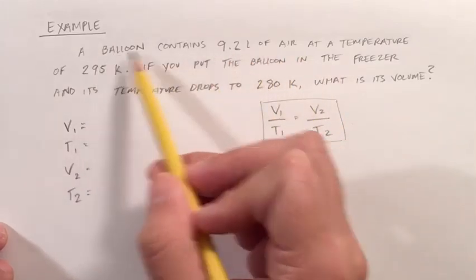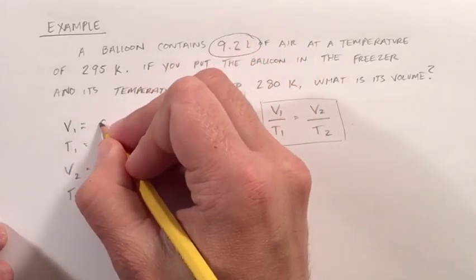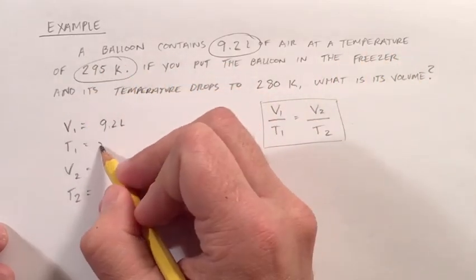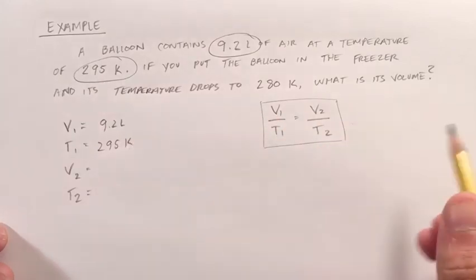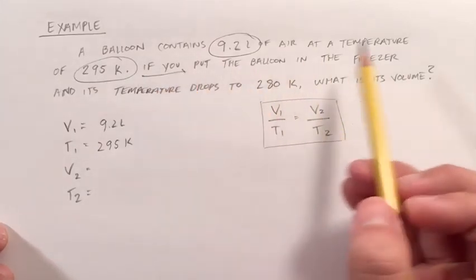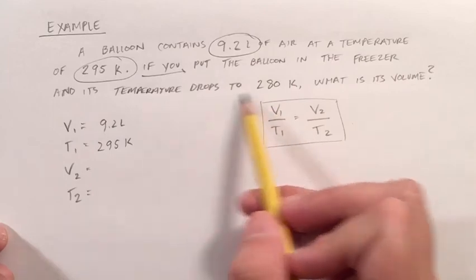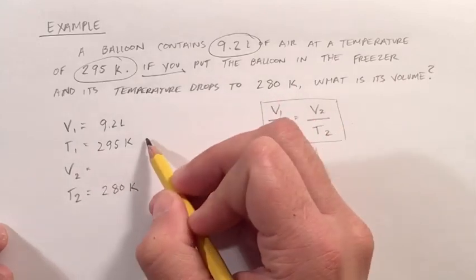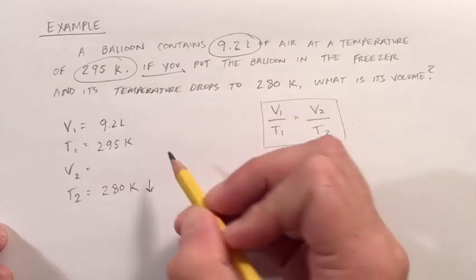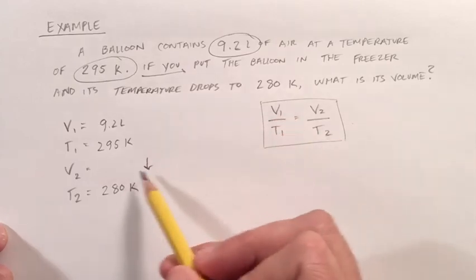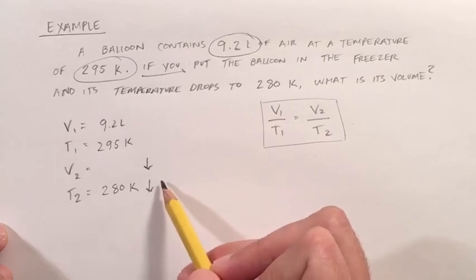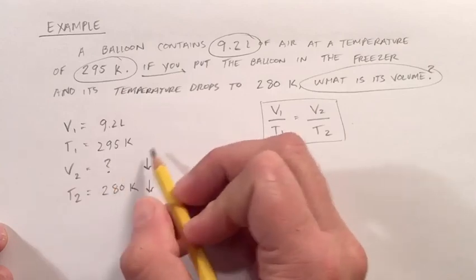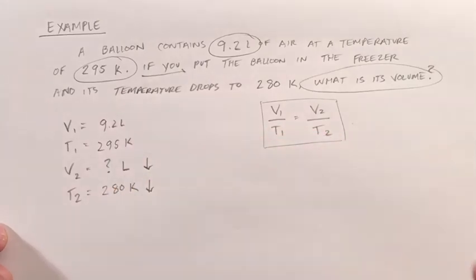Our initial volume for the balloon is 9.2 liters. And our initial temperature before it's in the freezer is 295 Kelvin. Now the change takes place, the balloon goes into the freezer, its temperature drops to 280 Kelvin. So again, our temperature goes down from its initial, so our volume should also go down because these are directly proportional. We don't know what the volume is, so question mark there, but we do know it's going to be in liters.